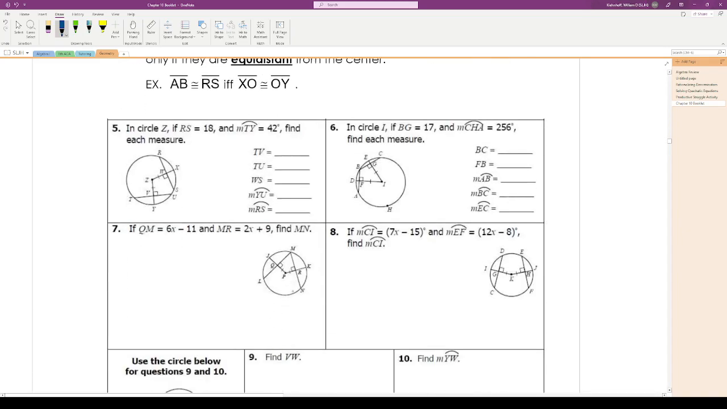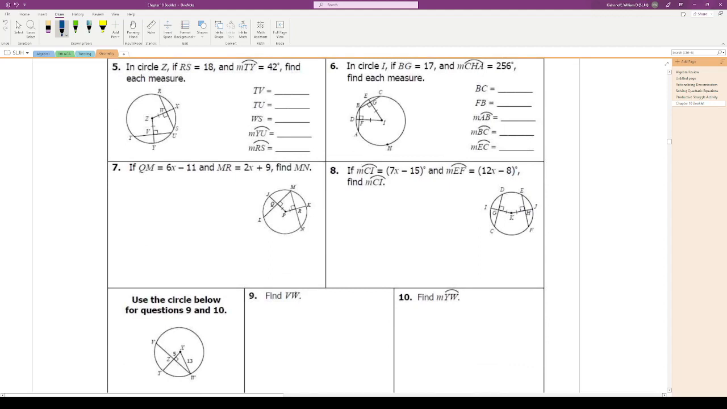Okay, so now if you want to go work on practice on your own, go for it. I'm going to do a couple more examples in case you need a little more support. So here we've got circle Z, defined by its center point. RS, that's a chord, is equal to 18. And the measure of arc TY, so they're giving us just part of the total arc here, is 42. So we're going to use some of our relationships here. RS, we know, is double these two. So if they ask us for RW and WS, that's how we'll find those. We know TY is half of TU, so that'll be a way to find those.